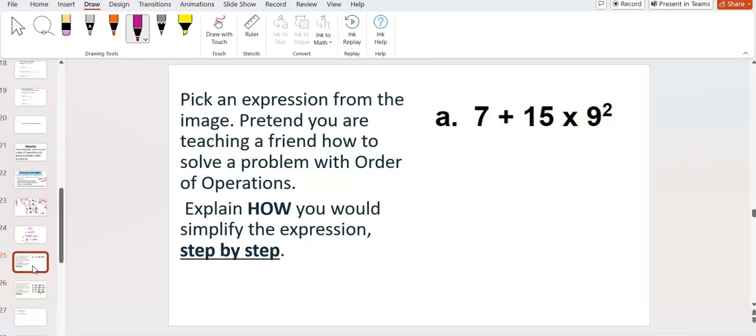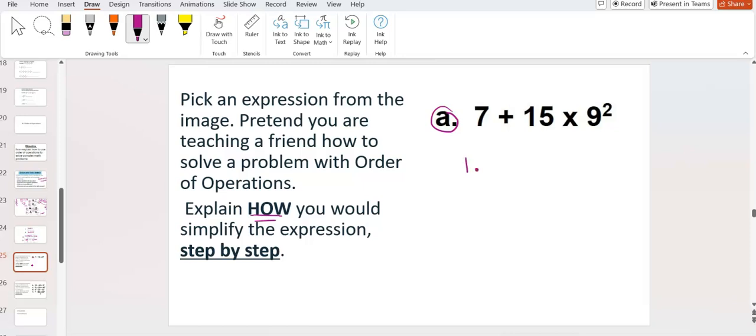Okay, so this is my expression right here. So we're ignoring the A. The A is just part of the lettering. This is problem A. And I'm going to look at this problem and I need to say, how would I simplify the expression? Not how do I get the answer? I want to know what's the first step? What's the second step? What's the third step?